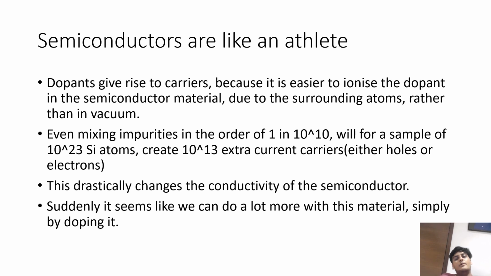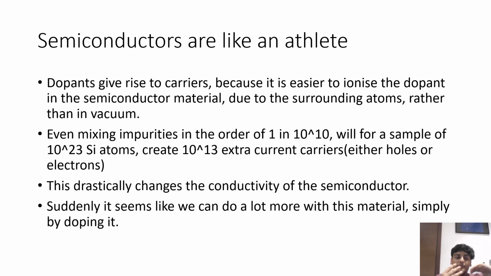Even if you mix impurities in the order of 1 in 10 raised to 10, which means in 10 raised to 10 atoms of silicon you mix one atom of boron, then for a sample of around 1 mole, you have 10 raised to 23 silicon atoms. For this sample size, you create 10 raised to 13 extra current carriers. For the acceptor impurity type, you create 10 raised to 13 extra holes. For the donor impurity type, you create 10 raised to 13 extra electrons.